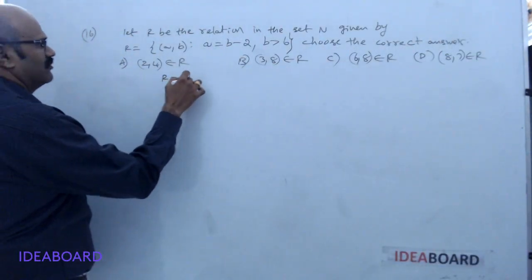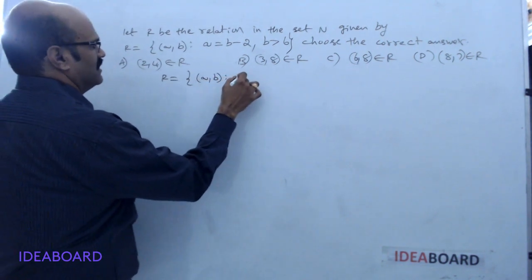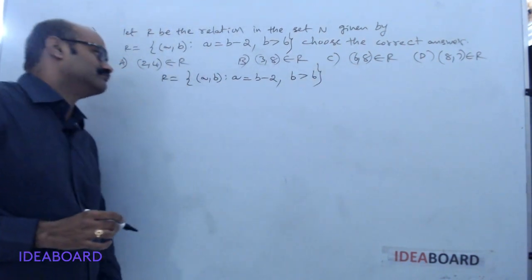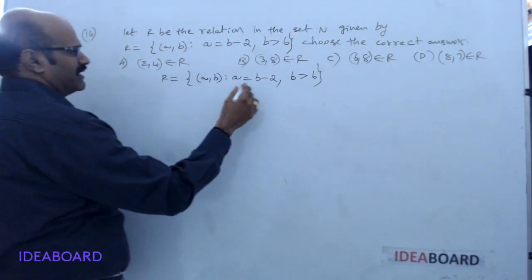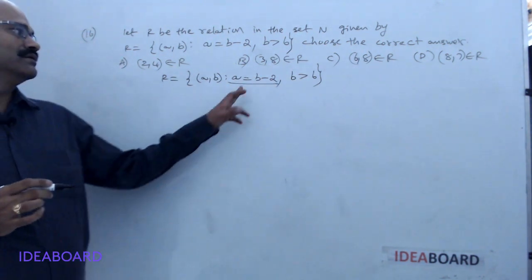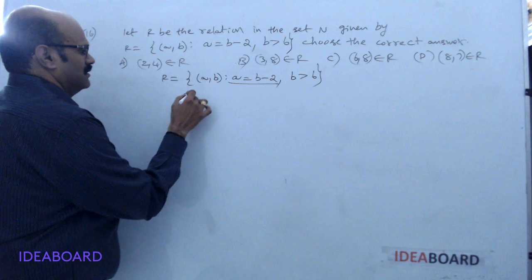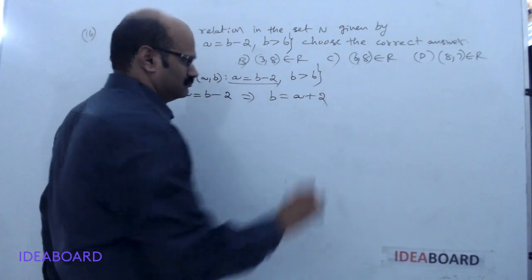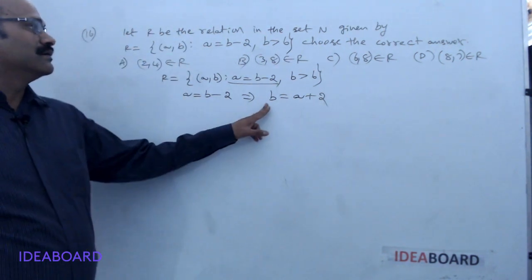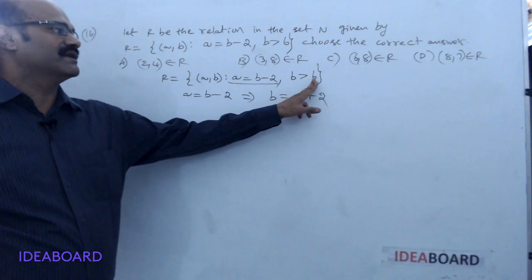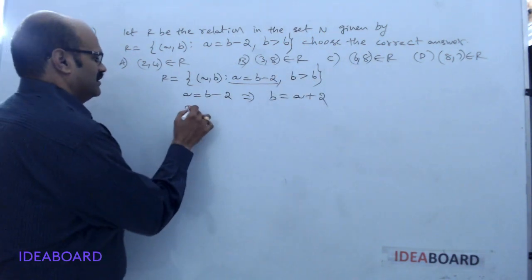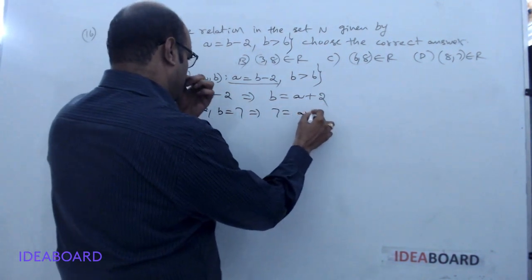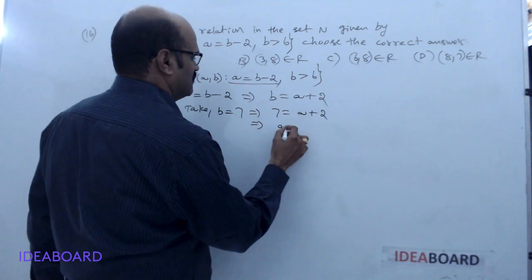The relation R is given by the set of ordered pairs (a, b) such that a equal to b minus 2, b greater than 6. It is given by the condition a equal to b minus 2. It implies b equal to a plus 2. The other condition is that b must be greater than 6. Let me take b equal to 7. It implies 7 equal to a plus 2. It implies a equal to 5.